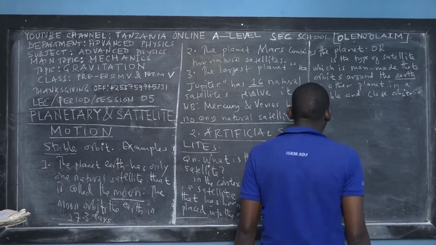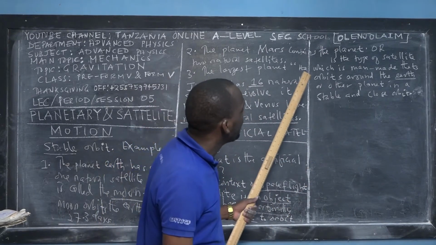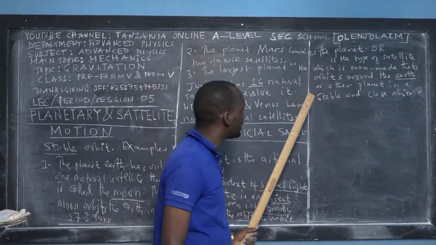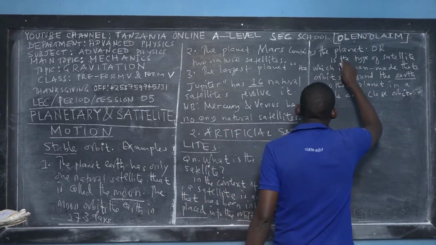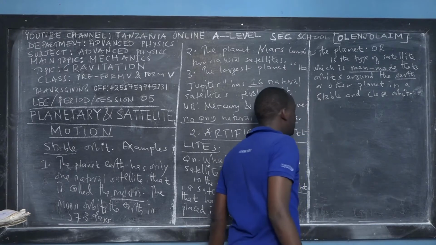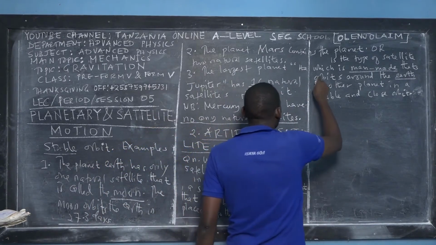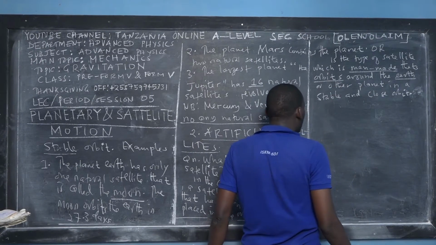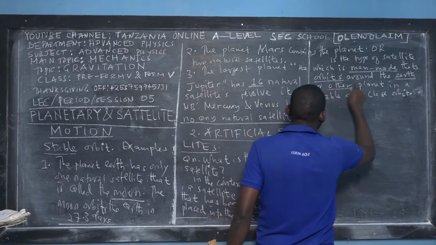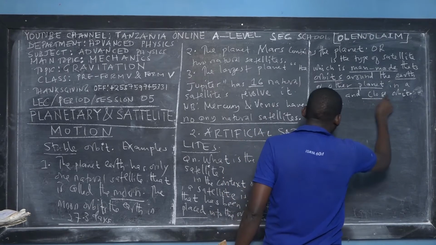Or some of the references, especially the advanced physics books, define an artificial satellite as a type of man-made satellite that orbits around the Earth or other planets in a stable and close orbit.